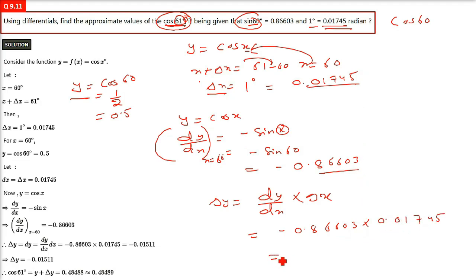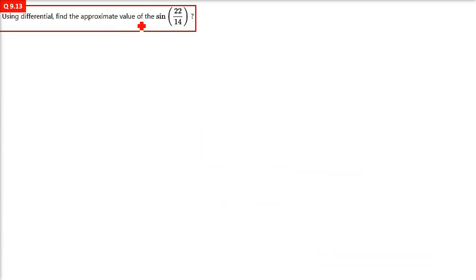0.01745. So when you multiply this, delta y is going to be negative 0.01511. So what is y plus delta y then? You just have to add this. Actually, don't have to add this. Subtract: 0.5 minus 0.01511. It's 0.48489. Using differential, find the approximate value of sine 22 by 14.